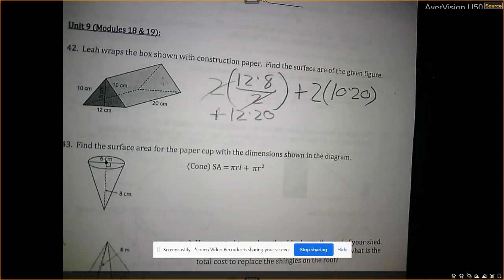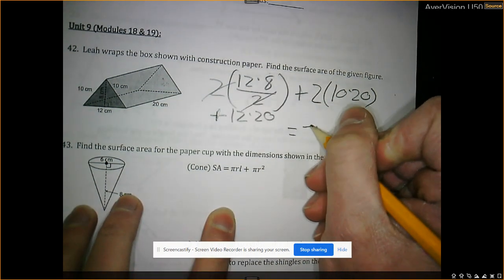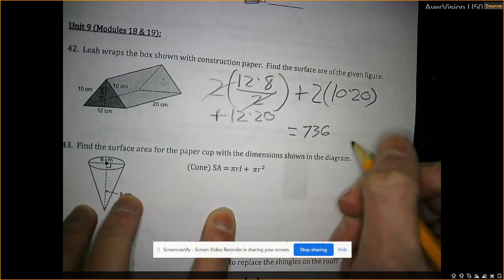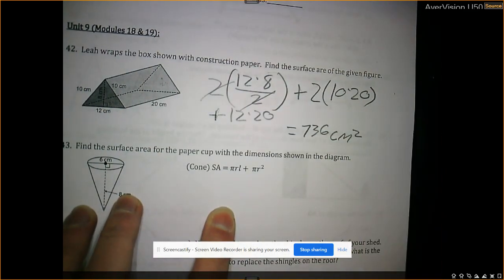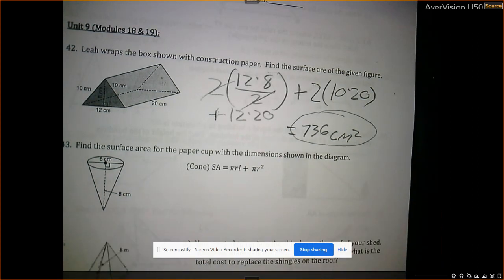Enter. And then lastly, plus a 12 times 20. And your final answer is going to be 736. We're talking centimeters, we're talking surface area, so centimeters squared. Square centimeters.